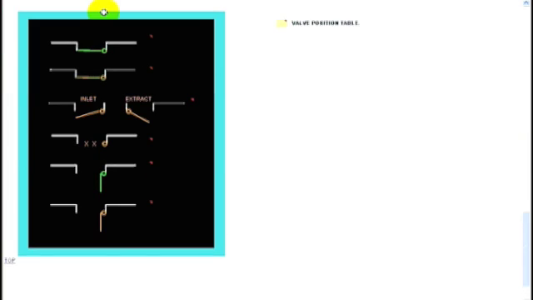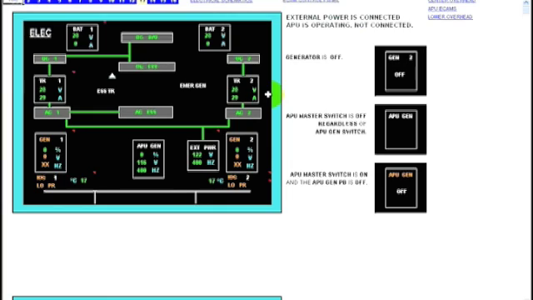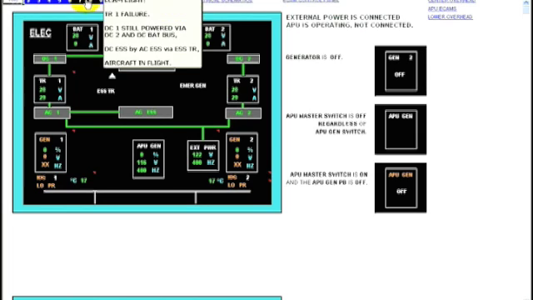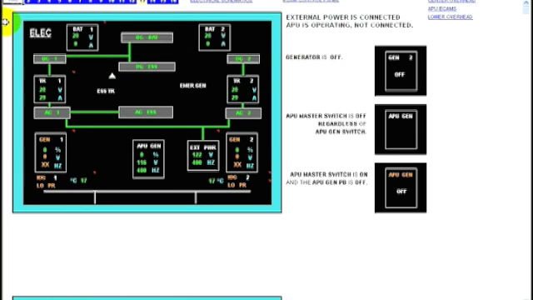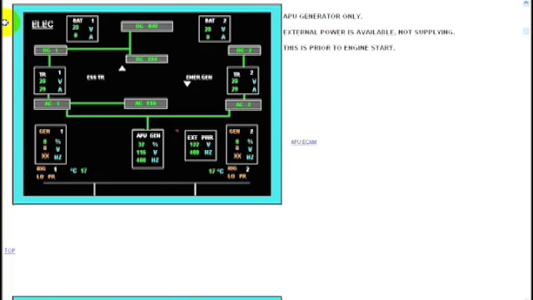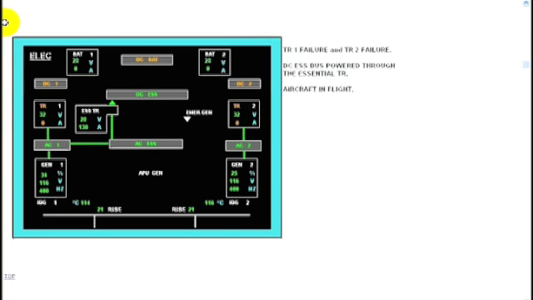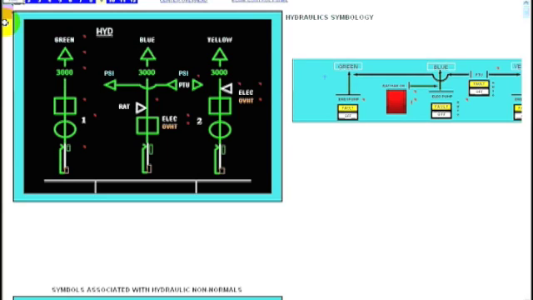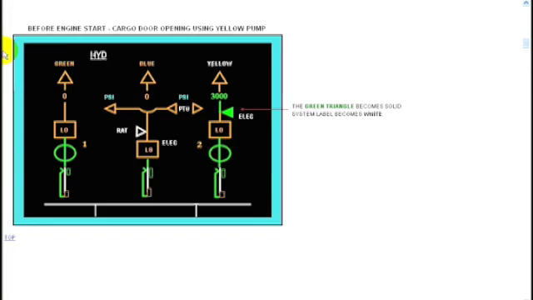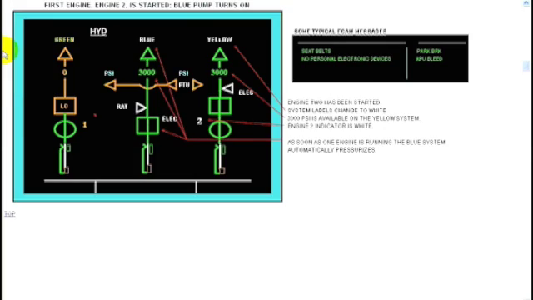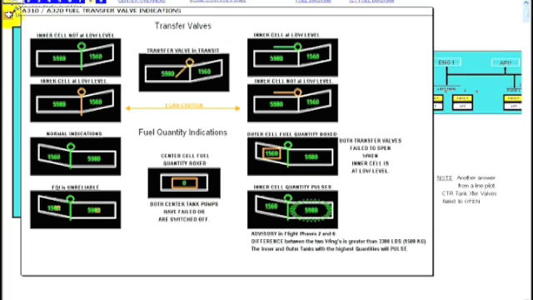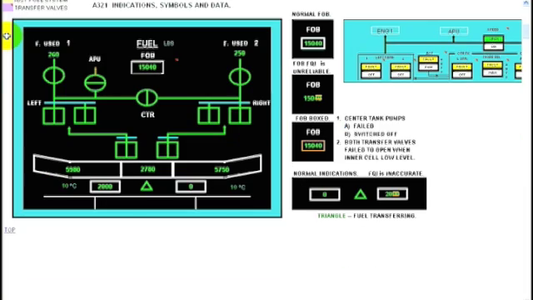Many of these have ECAM actions associated with them. Pop-ups with all the symbology. 16 electrical schematics. Synoptic displays for 16 different situations. 12 hydraulics and ECAM actions. 12 fuel ECAMs. Systems explained, all the symbology, differences with the A321.